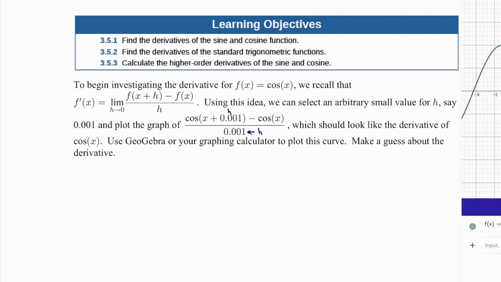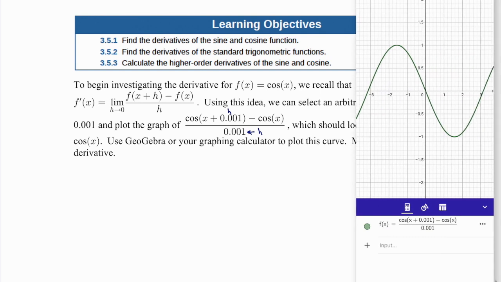Actually, I have this already set. So here's what I have for cosine of x plus 0.001 minus cosine of x divided by 0.001. It's showing up as this graph. And what you can notice is I don't have the tick marks at fractions of pi, but you can see that at about negative pi, this crosses the x-axis, and about pi, this crosses the x-axis. It goes up to 1 and down to -1.